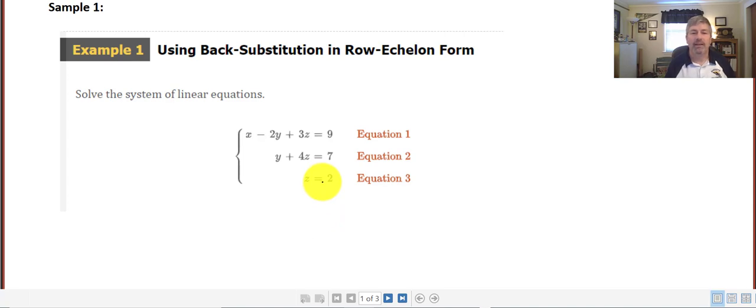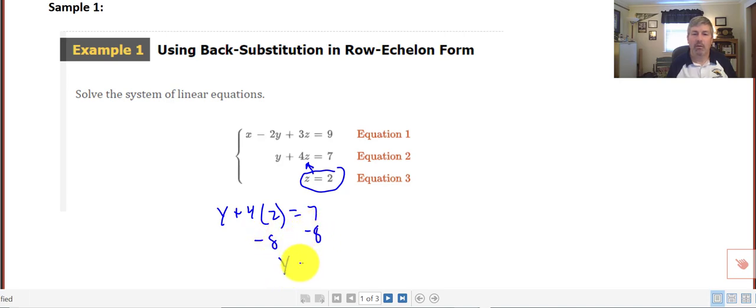We know that z is equal to 2, so we can work backwards from z equals 2 and substitute in to solve for y, and then go ahead and solve for x. So if z is equal to 2, we know that y plus 4z, or 4 times 2, equals 7. We subtract 8 from both sides, and we get y equals -1. So now we know y, now we know z. We can substitute into our first equation and solve for x.